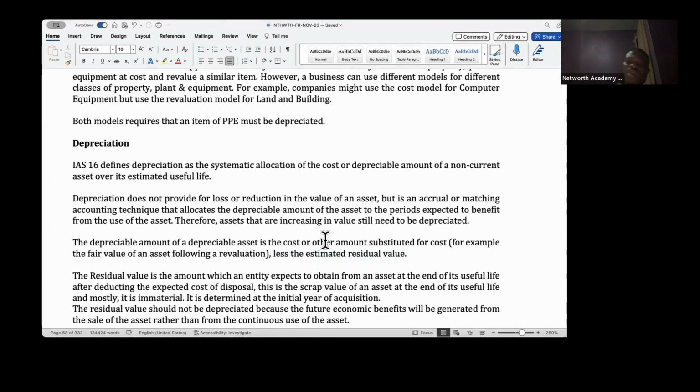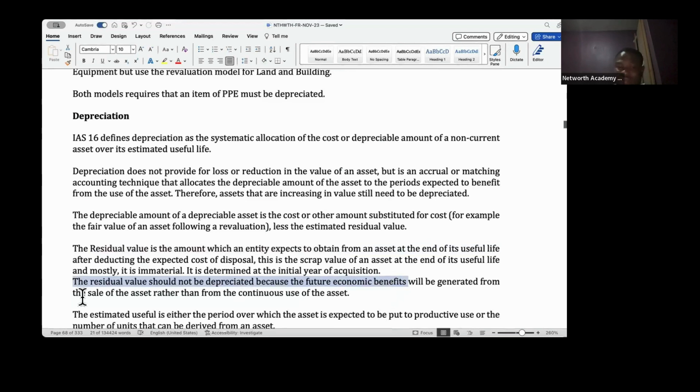So this residual value is the amount an entity expects to obtain from an asset at the end of its useful life, after you have deducted the cost of disposal. The amount you will get at the end of its useful life is probably the scrap value, or how much you can sell the asset for. So that has to be removed. This residual value should not be depreciated, because the benefit you are getting from it is from the sale of the asset, not from the continuous use of the asset.